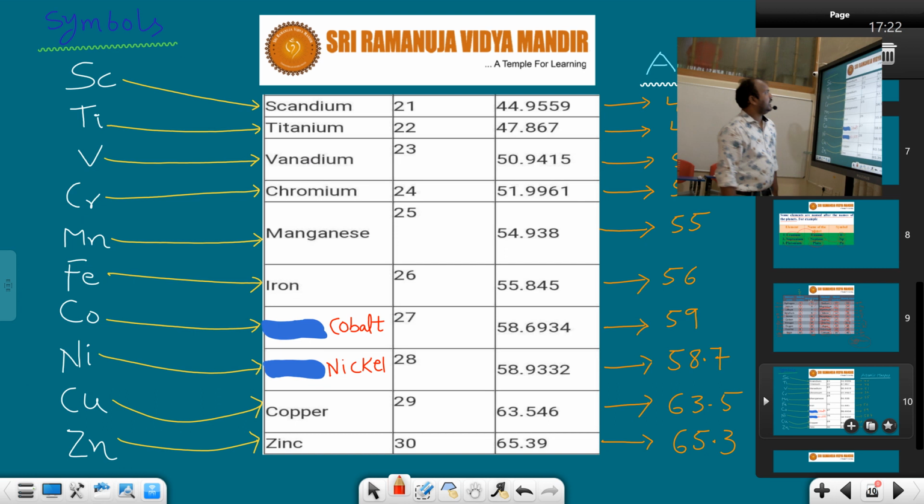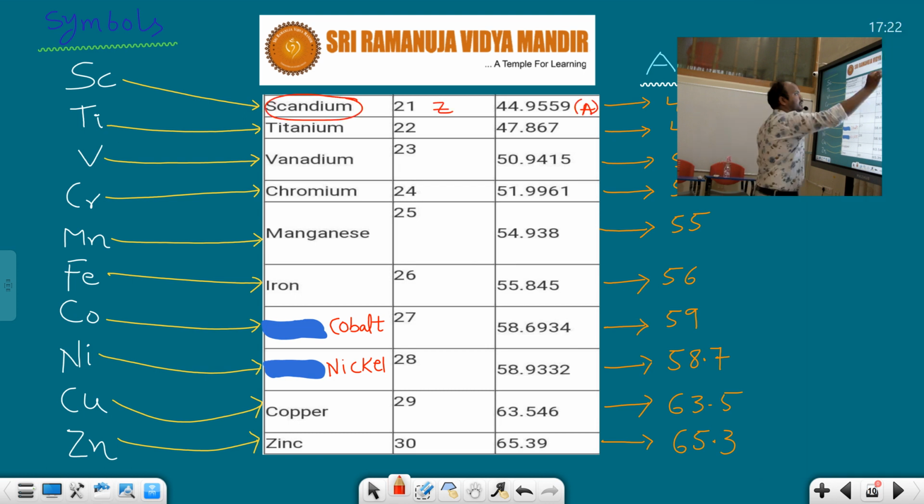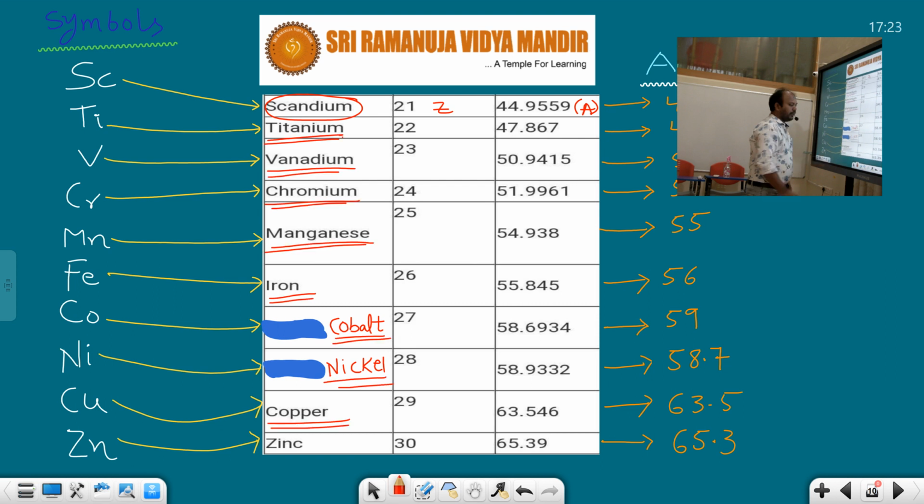What are the elements? The 21st element is scandium, 22nd titanium, 23rd vanadium, 24th chromium, 25th manganese, 26th iron, 27th cobalt, 28th nickel, 29th copper, 30th zinc. The atomic numbers are 21 for scandium, 22 for titanium, 23 for vanadium, 24 for chromium, 25 manganese, 26 iron, 27 cobalt, 28 nickel, 29 copper, and zinc atomic number is 30. All these are atomic numbers.